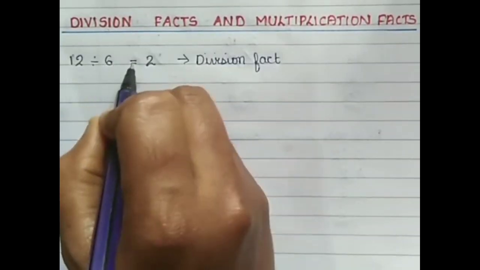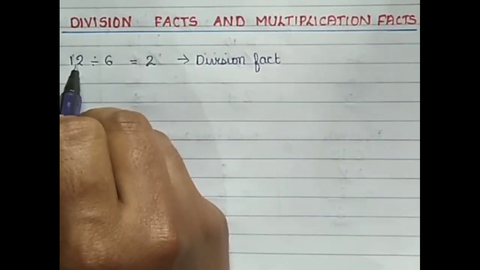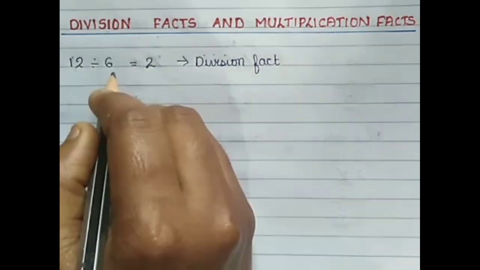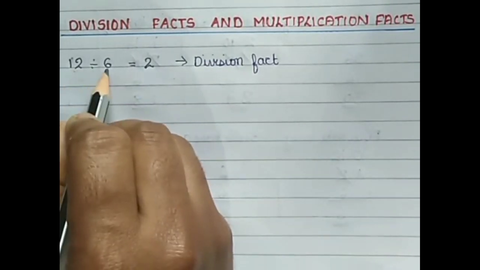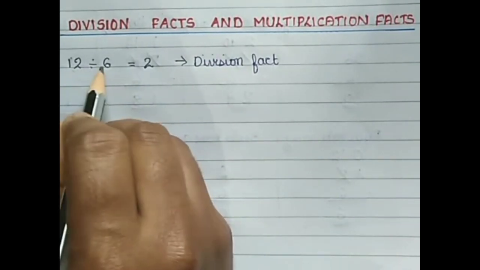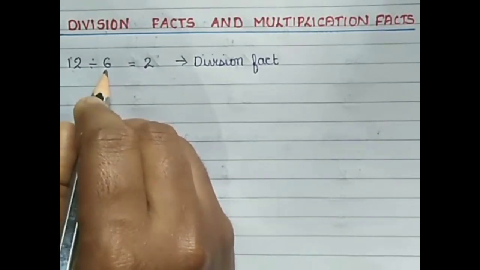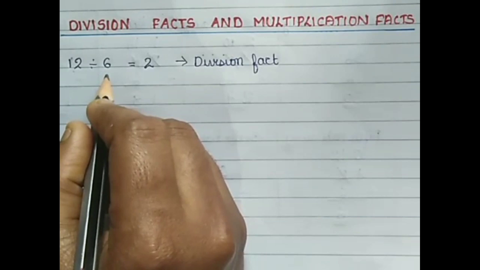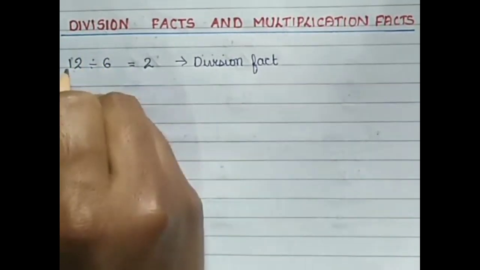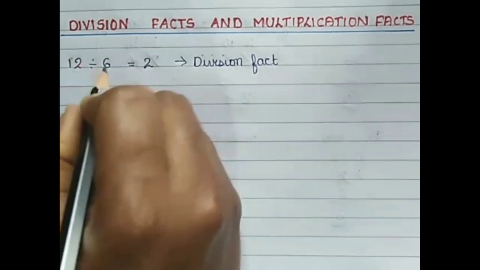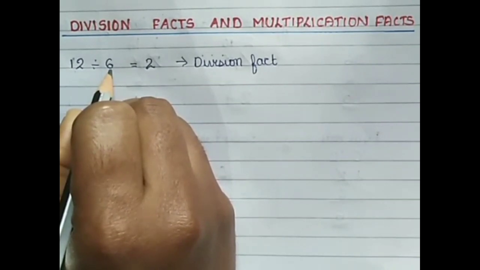So 12 divided by 6 equal to 2 is the division fact. Next, we can find the 2 multiplication facts of this number. Children, it is easy to find the multiplication fact if the division fact is given. How will you find the 2 multiplication facts? Here, the question is 12, and to divide the number 12, we use 6 and we got the answer 2. Isn't it? So to find the multiplication fact, we should multiply 2 numbers to get the number 12.